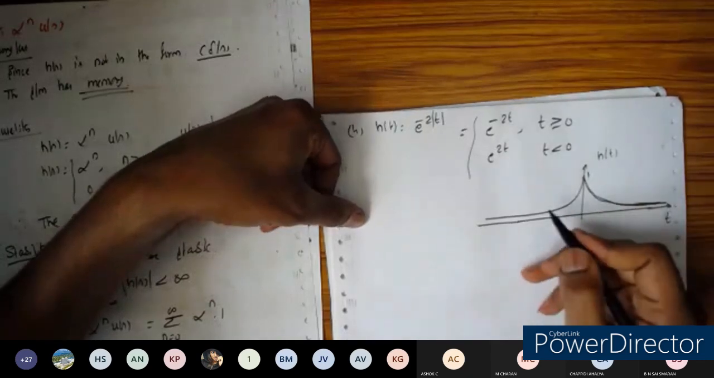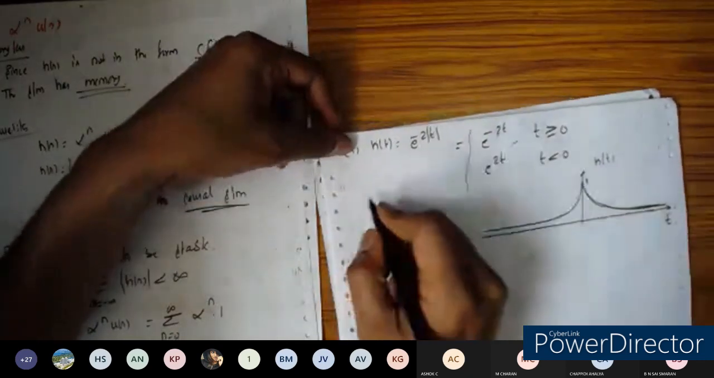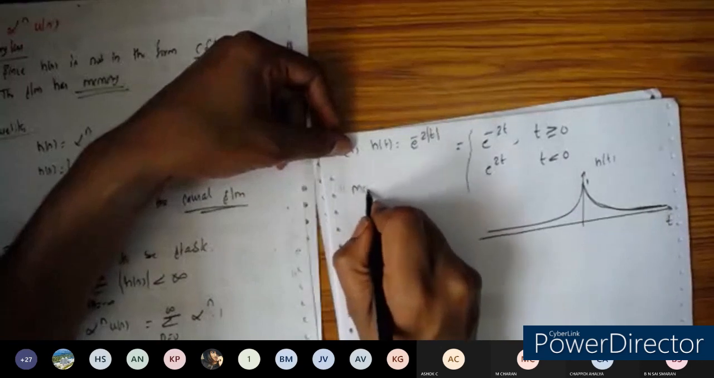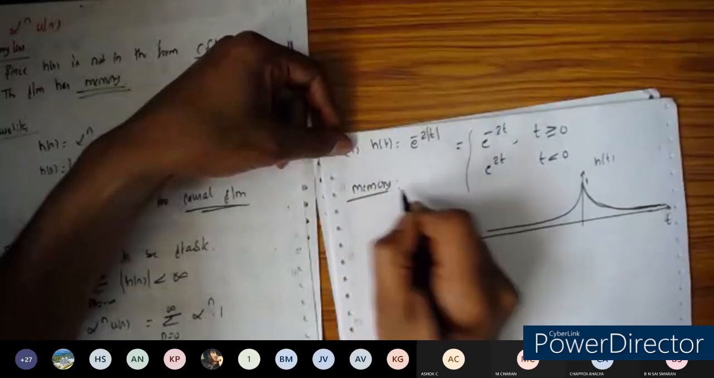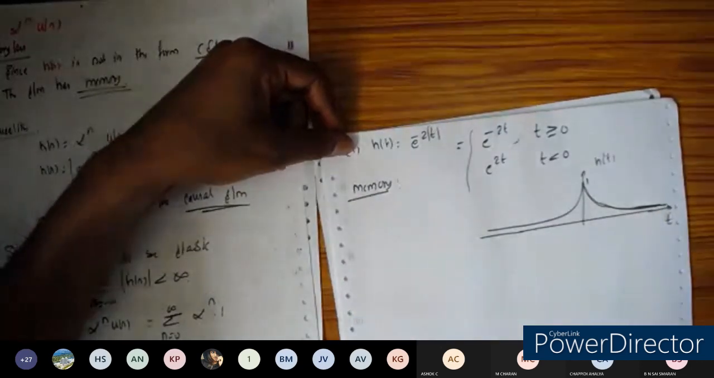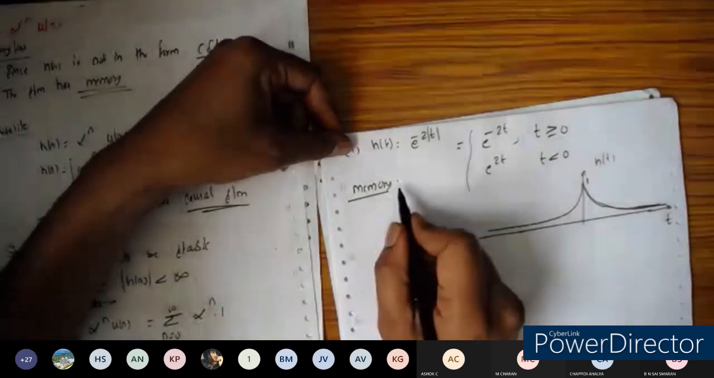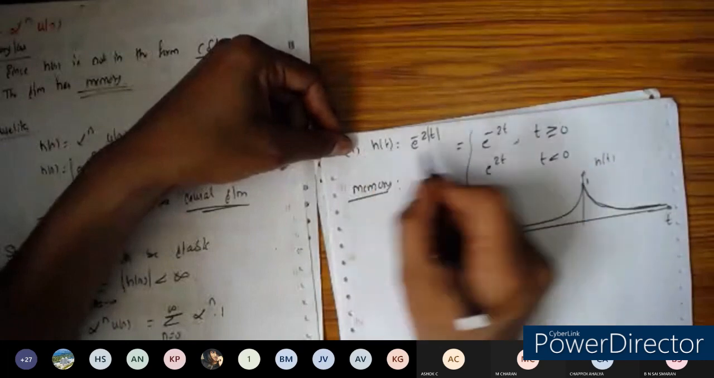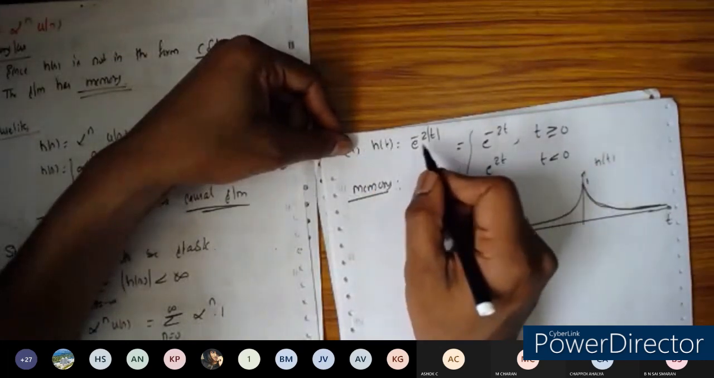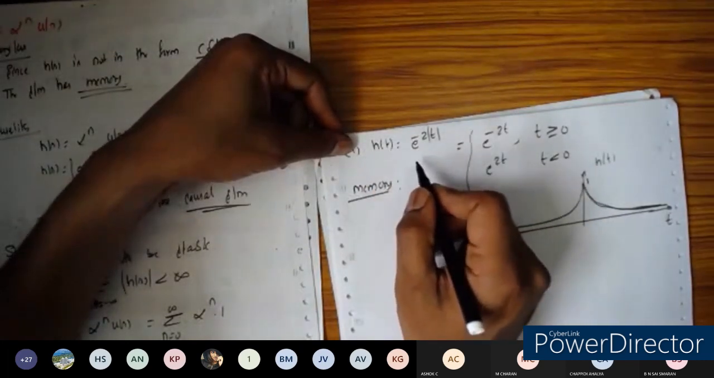Now let us verify the memory, causality, and the stability. So first, let us take the first property, the memory. Okay, fine. Since h of t is not in the form of c into delta of t, we can say it has memory here.